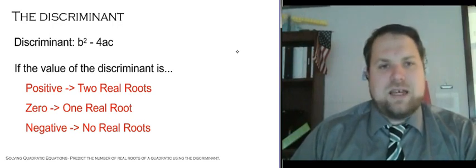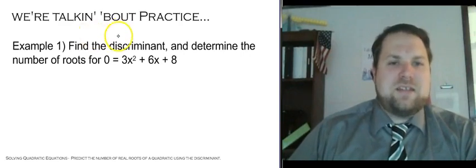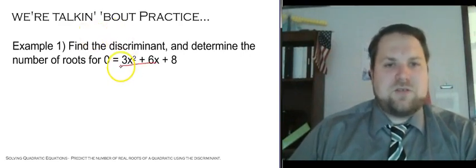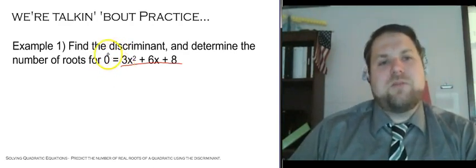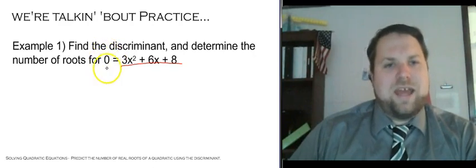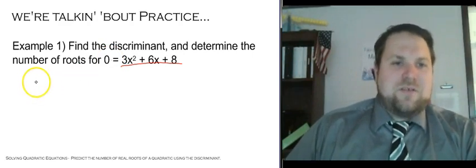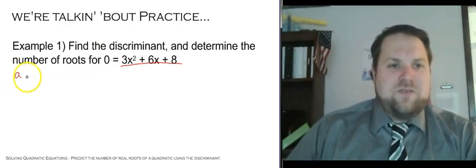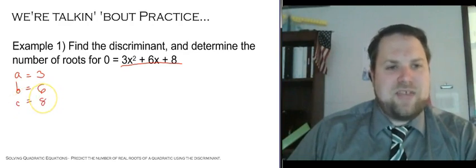So let's look at what this will look like as far as examples go. I'm asked to find the discriminant for this equation right here. Notice that it is set equal to 0, which is very, very important. I must have either a 0 or a y on this side if I'm going to calculate the discriminant. And so the first thing I want you to do here is just figure out what a, b, and c are. So in this case, a is 3. B is positive 6, remember to take the sign in front of it, and c will be positive 8.